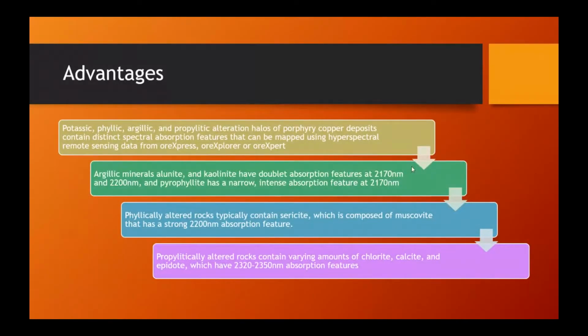So just to sum everything up for the alteration types, the advantages of using a field spectrometer, like the OR Express, the OR Explorer and OR Expert, are using these instruments to identify key minerals within those alteration halos of porphyry copper deposits. This can be done solely as an exploration tool, but also as a validation tool for anyone wanting to validate, say, their satellite data in the form of ground truthing. It can really improve your mapping efforts immensely.